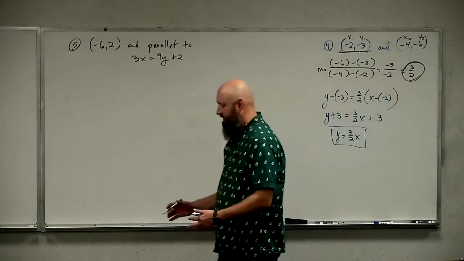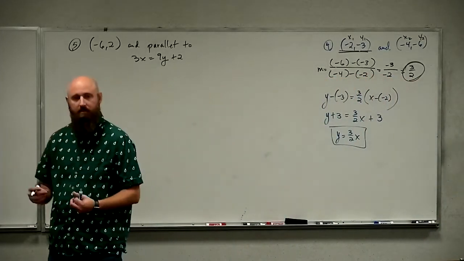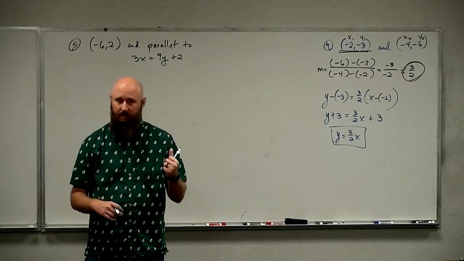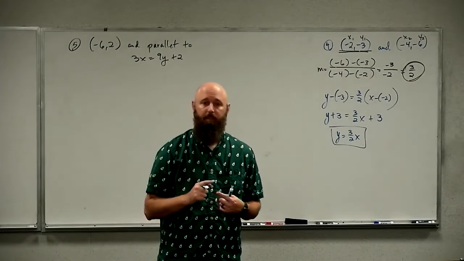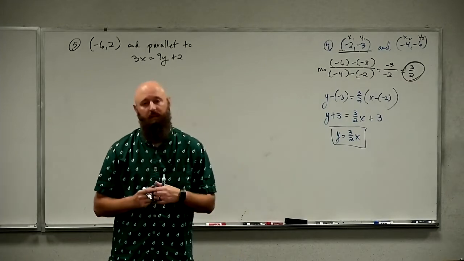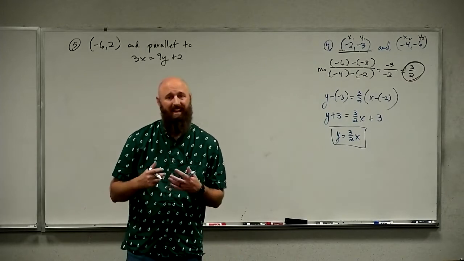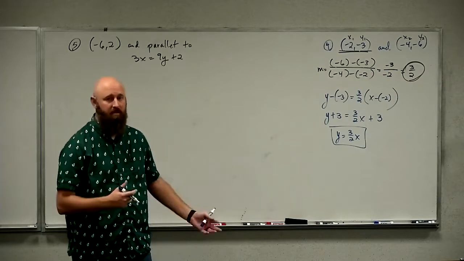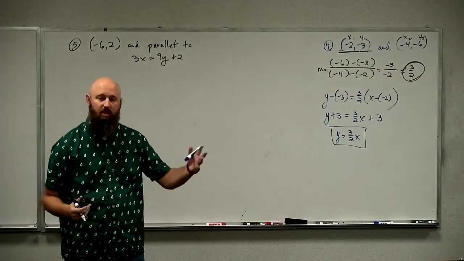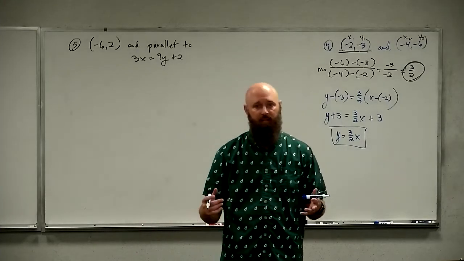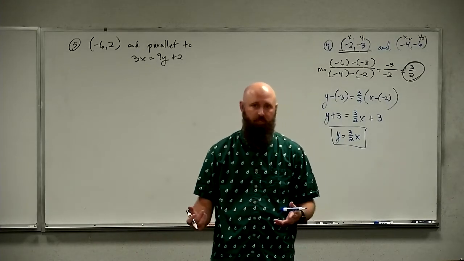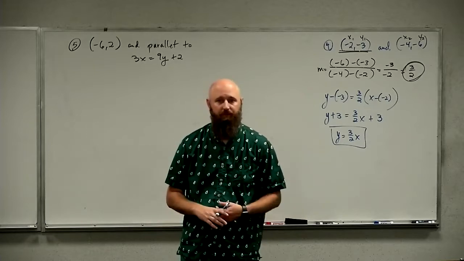All right, so as I stated before, we need the slope and a point. Well, we have the point, but we currently don't have the slope, but we can get it. It says parallel. That means that the slope has to be the same as the slope of this equation. So if I can find the slope of this equation, then I can get the slope for my new equation. Okay, so that's what we're going to do first.